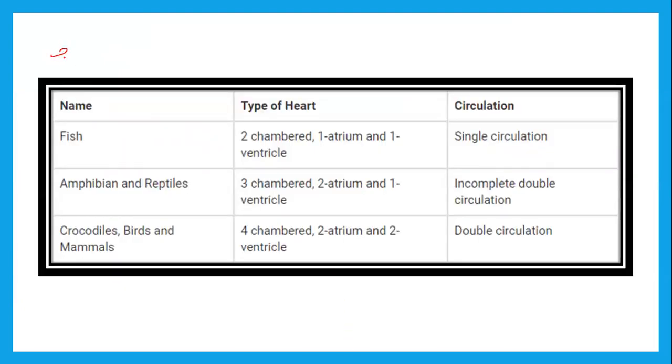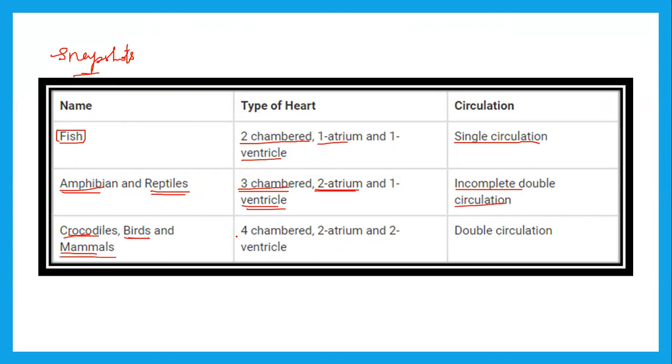Very important, just take a snapshot of this, everybody. Fish have a two-chambered heart. These are all topics from the chapter Animal Kingdom, so I'm not explaining them in detail. Fish has a two-chambered heart, one atrium and one ventricle, and it shows single circulation. Amphibians and reptiles have a three-chambered heart with two atria and one ventricle, which shows incomplete double circulation. Crocodiles, birds and mammals show a four-chambered heart, two atria and two ventricles, and that shows double circulation.